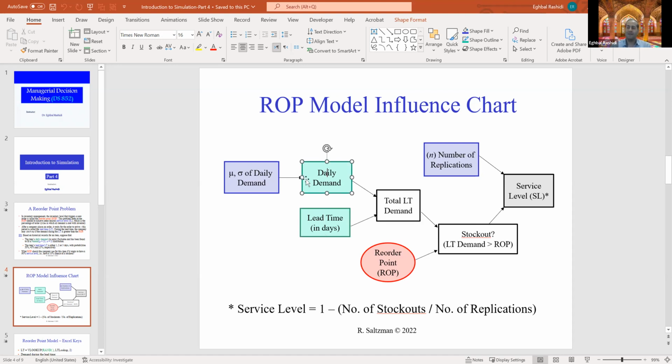The daily demand in our example actually follows the normal distribution. So we know the mean and sigma of the distribution. These are going to be our inputs. So that's why it has a blue color. Service level again is 1 minus the probability of a stock out. So when you run the experiments multiple times, it's going to be 1 minus the number of stock outs that you have in several replications divided by the total number of replications. So that's what gives you a service level.